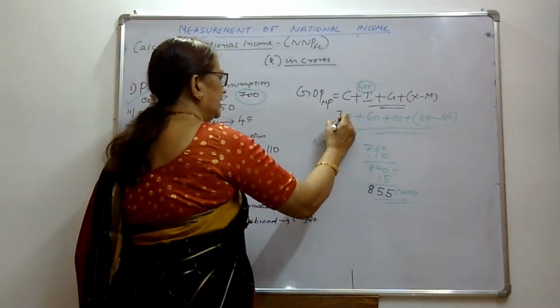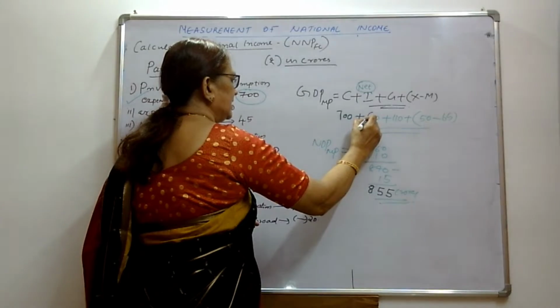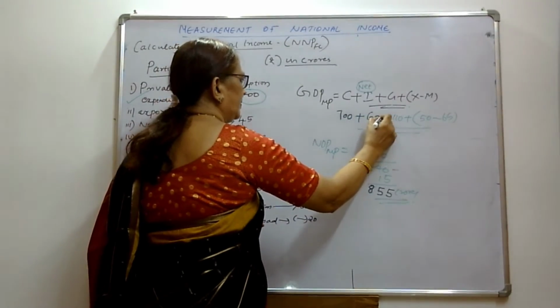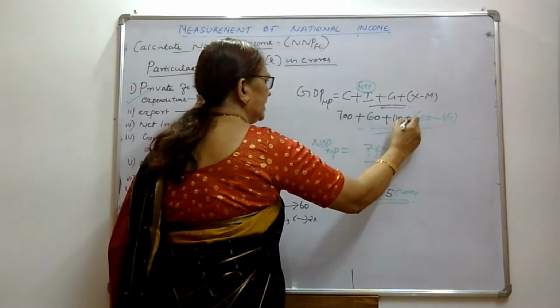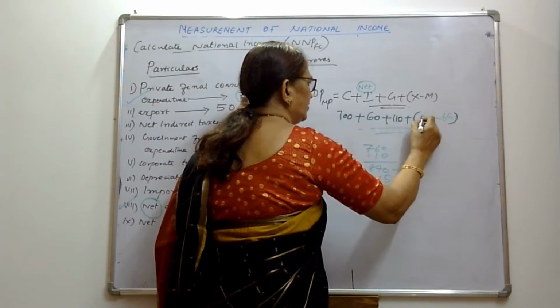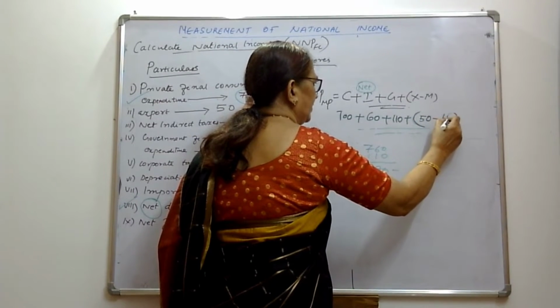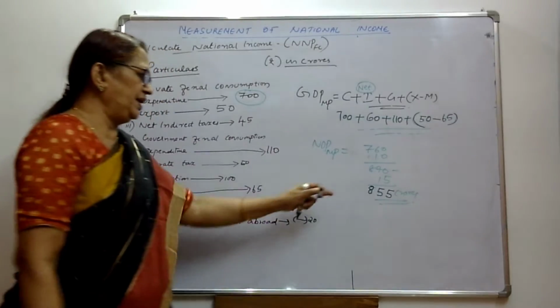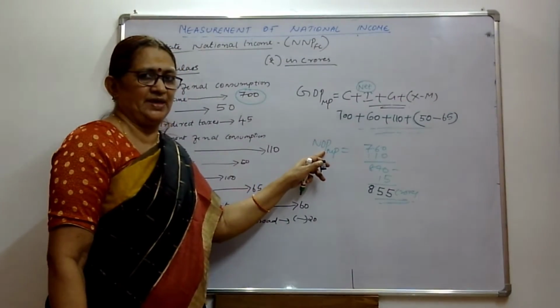700 plus 60 plus 110 plus, minus 15, that is 50 minus 65. So we get 855 crores as NDP at market price.